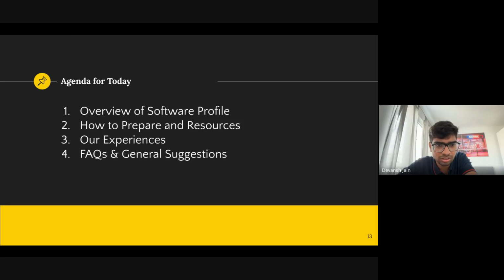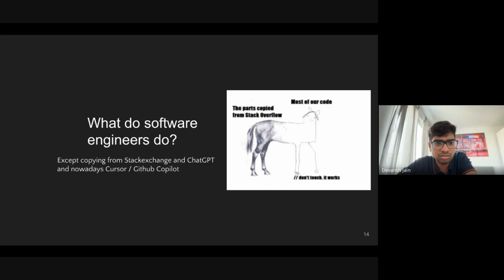For software engineers, the interview process is very different from what you do actually at work, so there is no correlation. But all the companies follow this. They ask DSA, and you rarely get to apply DSA at the job. Nowadays you just use Cursor, GitHub Copilot. Almost all the software companies have a subscription to Cursor or anything similar for LLMs. Next slide.